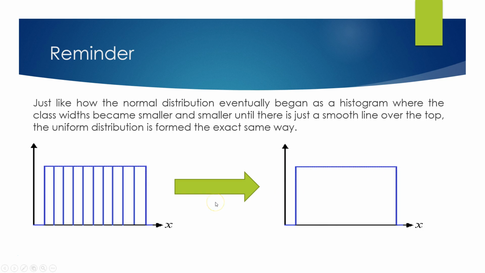So the uniform distribution began the same way, but it just seems a little bit different because not a lot of scenarios are uniformly distributed, and we can't do the die roll example with this because there's not any numbers in between 1 and 2 that you can roll on the die. But it began just the way that a normal distribution does as a histogram, where the classes got smaller and smaller along the bottom until eventually there was just a smooth line over top.